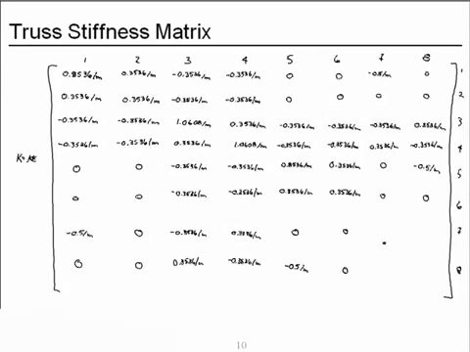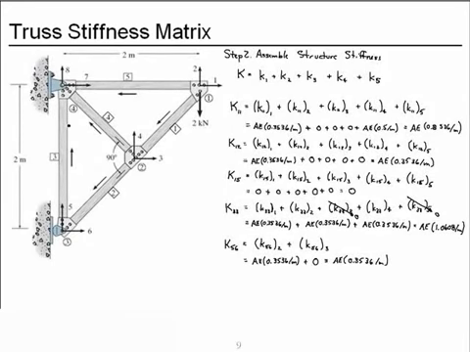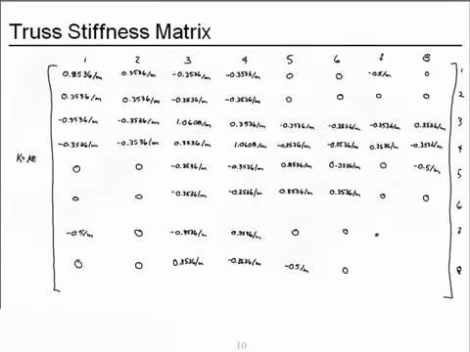Now our final chunk, which has contributions from members 3, 4, and 5. When we add up the contributions at degrees of freedom 7 and 8 for both the rows and columns, we get the following structure stiffness coefficients.